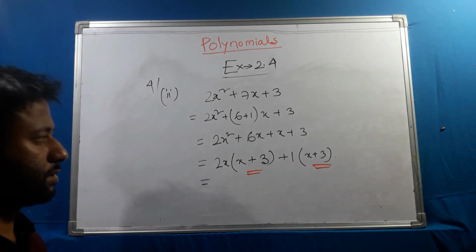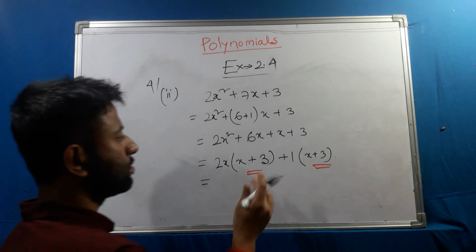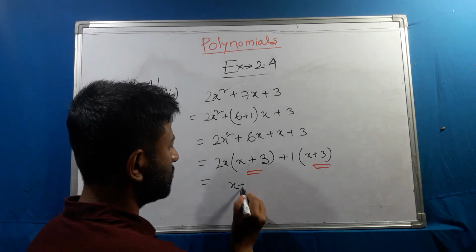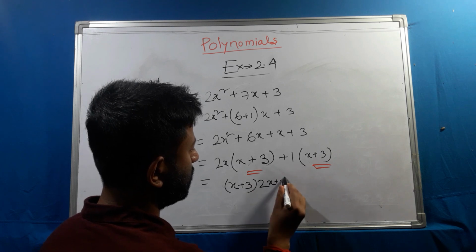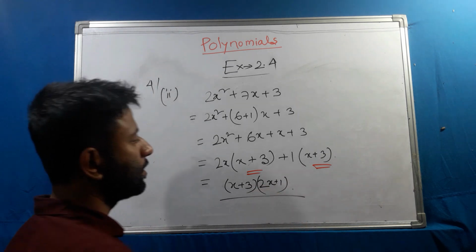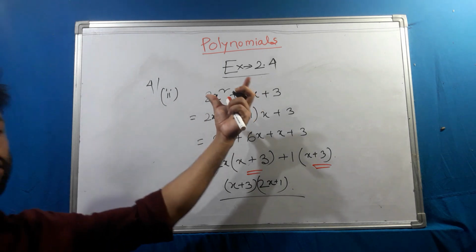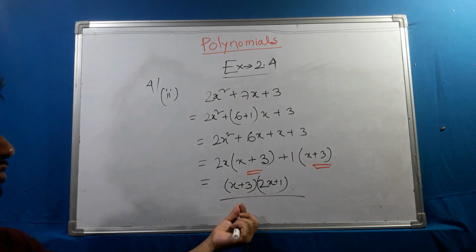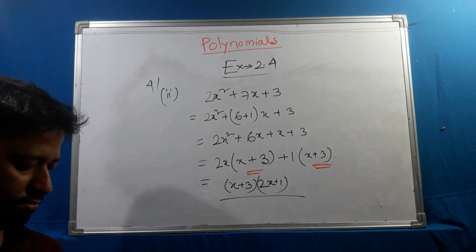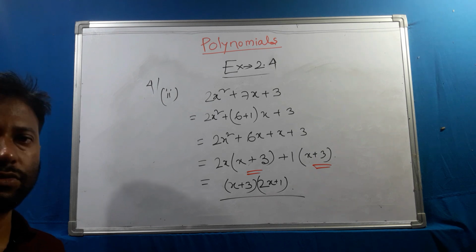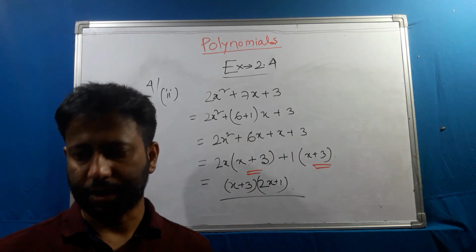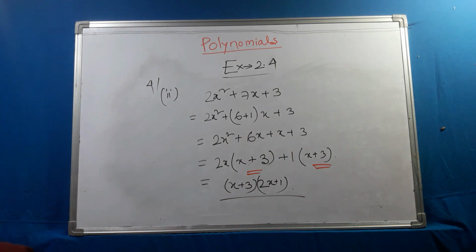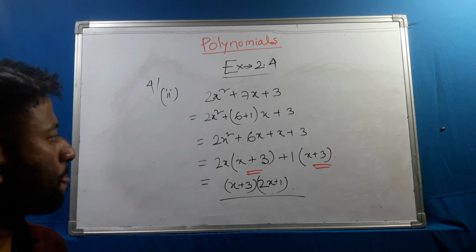Okay, x plus 3, x plus 3. From these two I can take x plus 3 common, and this will become 2x plus 1. Okay, so this polynomial I can express as the multiplication of two terms. So in this method we can factorize such kind of expression. Okay, just pause the video and try to do this one.